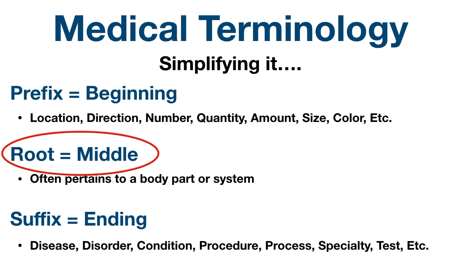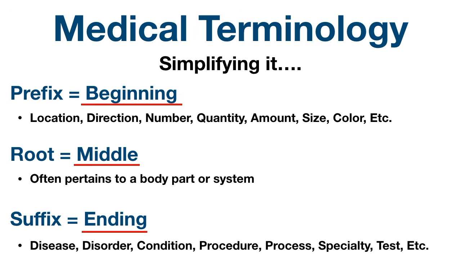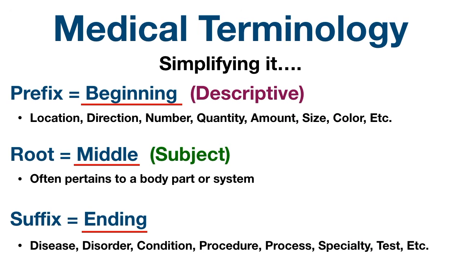You might remember from the previous videos that most medical words have a beginning, middle, and end. Just to recap, the prefix is the descriptive part of the medical term, and it forms the beginning of the word. The prefix describes characteristics like location, direction, number, quantity, amount, size, or color. Next, we have the root, and it forms the middle of the word. The root provides the subject of the term, and it often pertains to a body part or system. Finally, we have the suffix, and it forms the end of the word. The suffix brings meaning to the term, and it might indicate a disease, disorder, condition, procedure, process, specialty, or test.